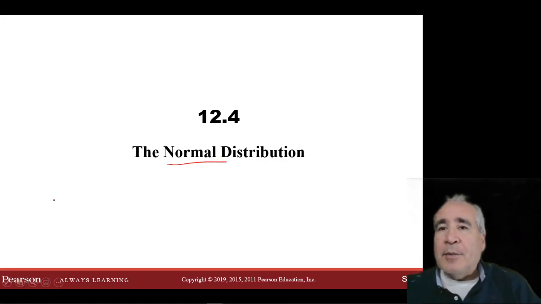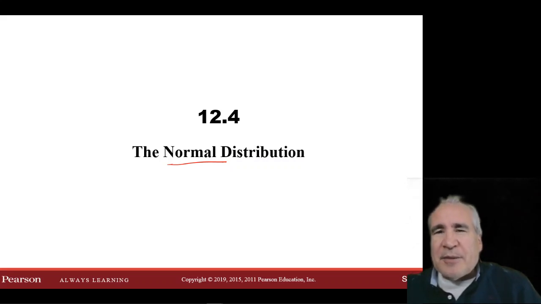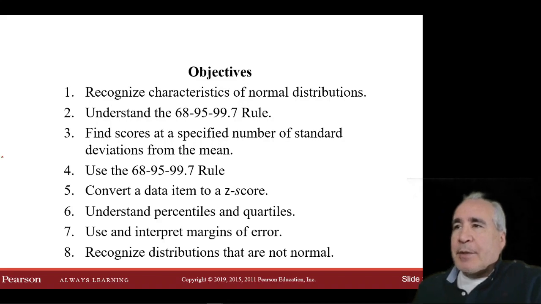We're going to do the normal distribution. And the word normal doesn't really mean that it's regular, like the way we would normally use the word, although it kind of has that, but it is a specific distribution of data. So here are some of the objectives. We're going to say what makes a normal distribution normal.